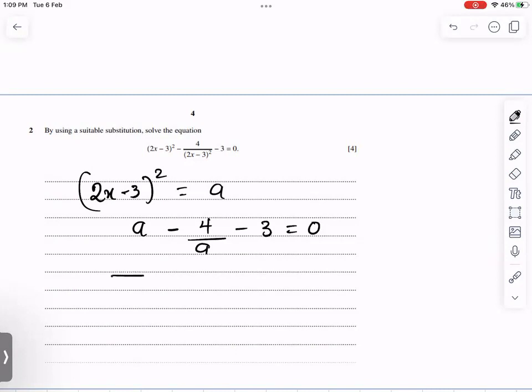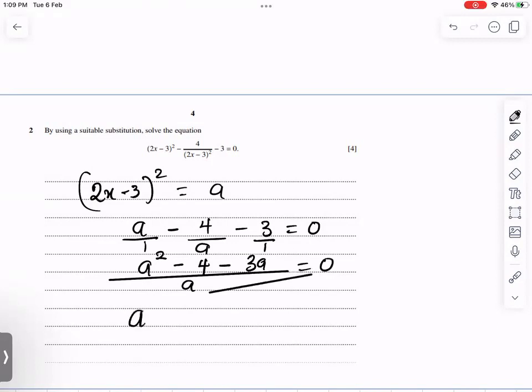So looking for the LCM of this, it is A. So I have A divided by 1, which is A, times A will give me A squared, minus A divided by A is 1 times 4 is 4, minus A divided by 1 is A times 3 is 3A, equals 0. So cross multiply this, I will have A squared - 4 - 3A equals 0.